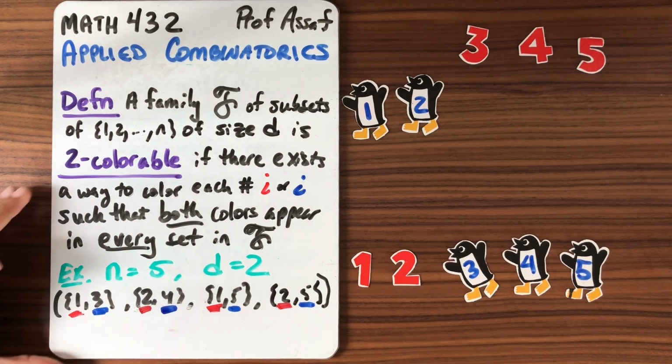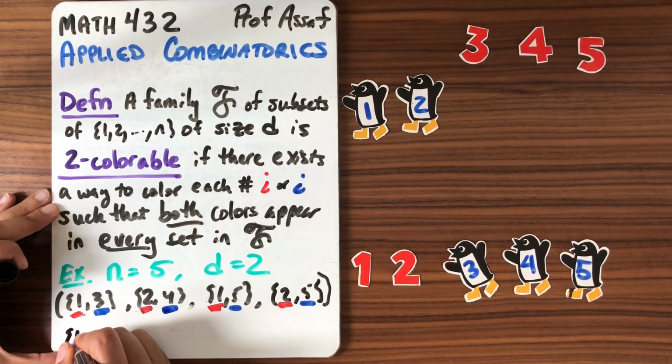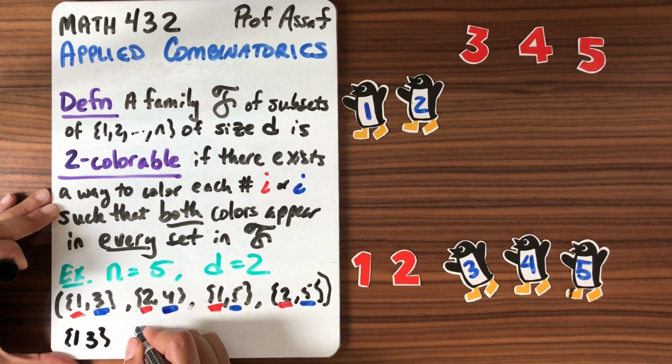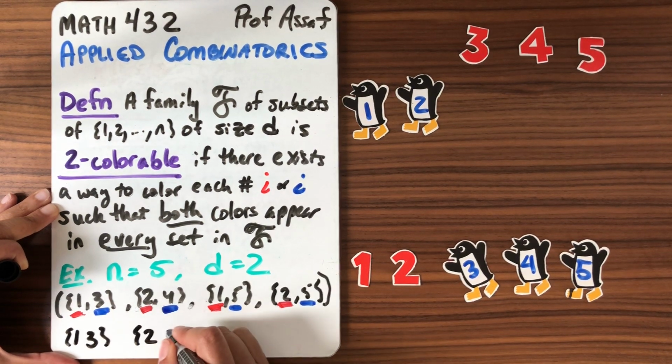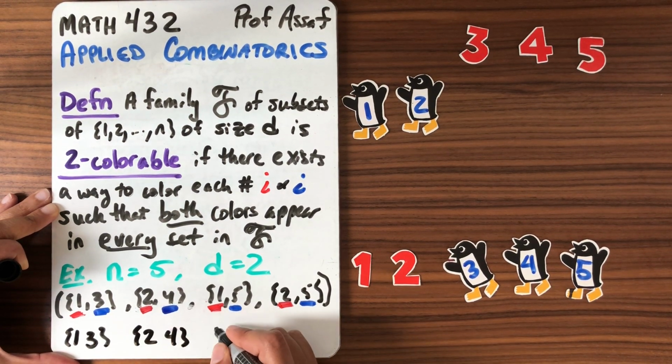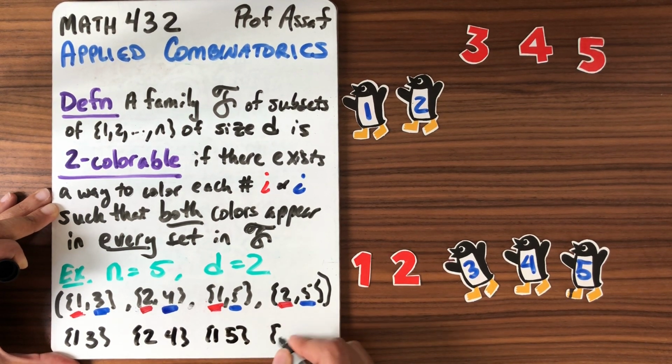Let's do another example. Suppose I took the numbers 1, 3, and then 2, 4, and then 1, 5, so the same up to there, but then I'm going to take 3, 5.